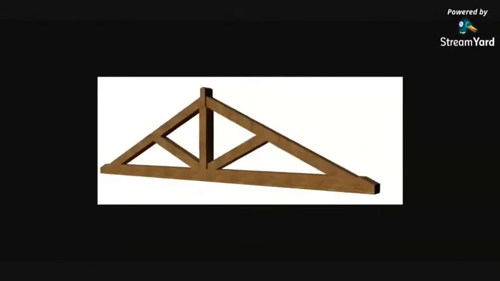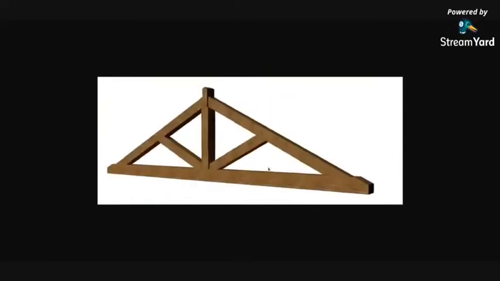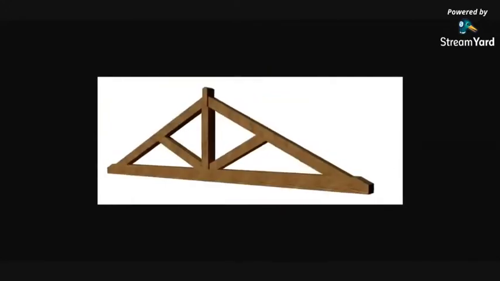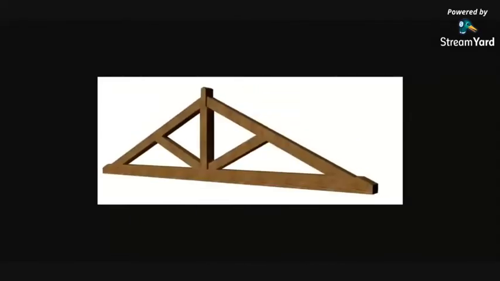So you have a number of straight members. This is a typical example of a truss. You have a number of straight members, 1, 2, 3, 4, 5 straight members joined together to form a truss. Hope this is clear.